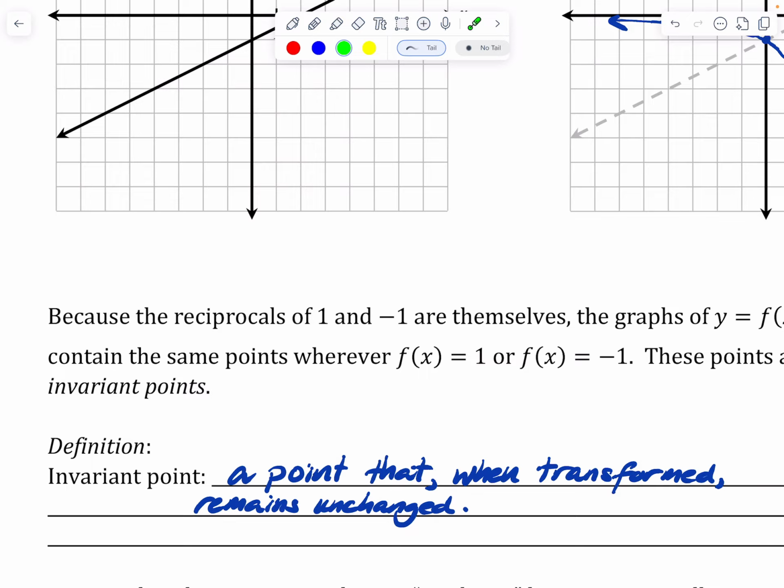So again, an invariant point is a point that, when transformed, remains unchanged. For transformations in general, it doesn't just mean that the new graph intersects with the old graph. You're looking at a specific point and what happens in transformation to that specific point. Where does it go? And if it goes to exactly where it started from, then it is an invariant point.